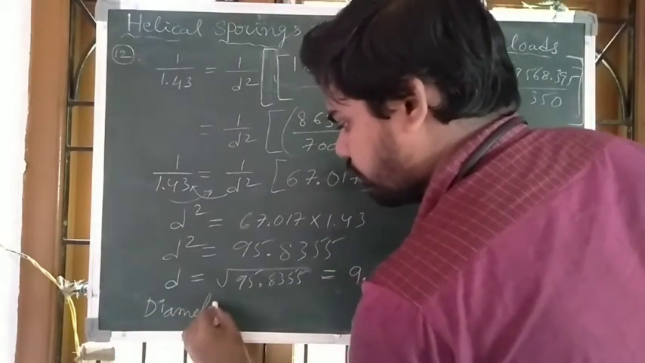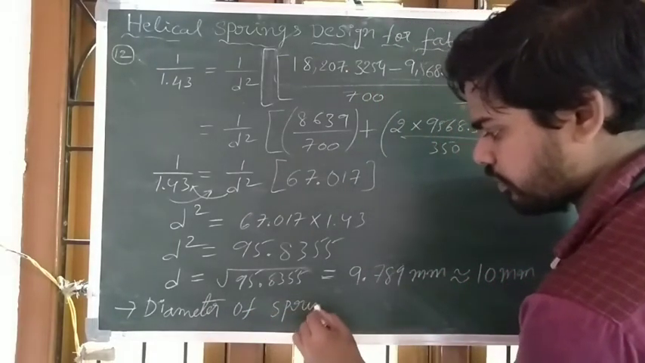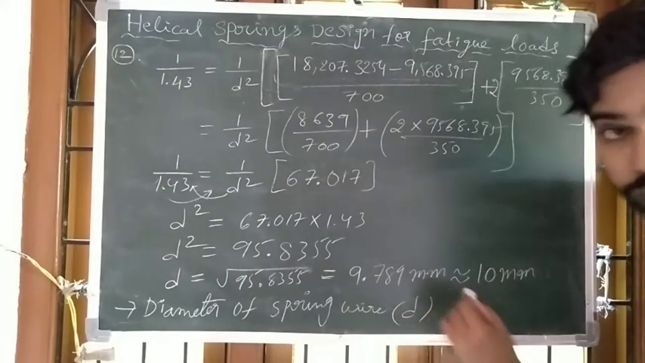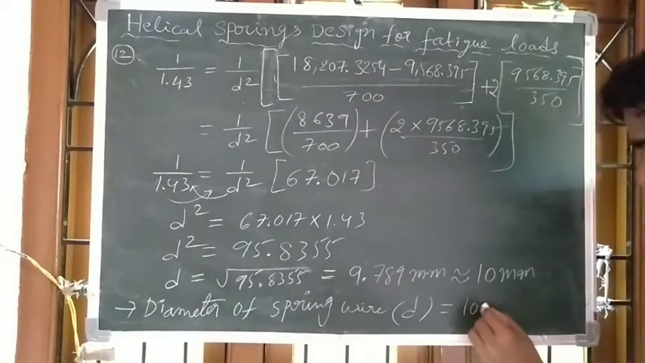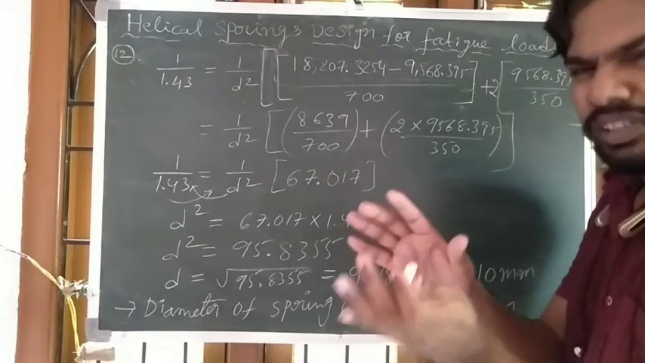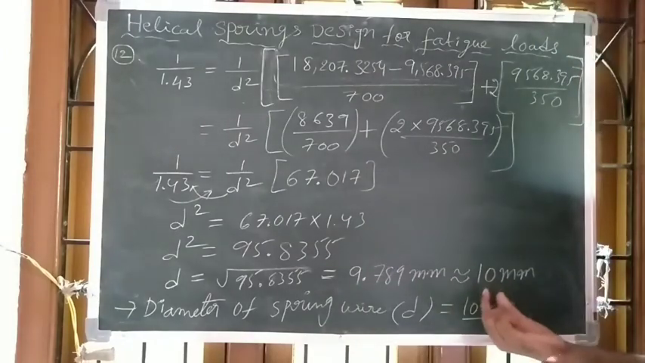So now we calculated the diameter of the spring wire. Small d is equal to 10 mm. So 9.789 mm is not a standard size, then nearly equal to 10 mm. That's d is equal to 10 mm.